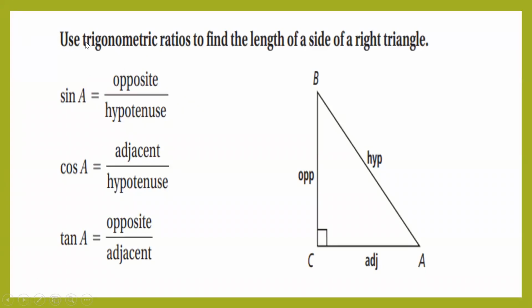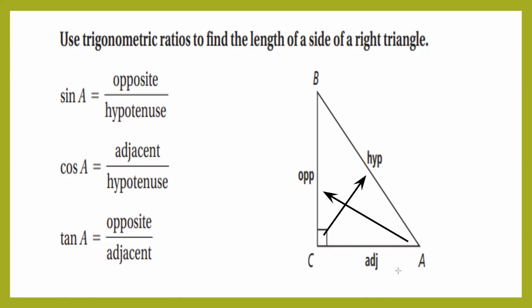Here, let's read about using trigonometric ratios to find the length of a side of a right triangle. Here, sine A, if I'm working with A, is the opposite over the hypotenuse. For the opposite, you're supposed to use your pencil and make an opposite line. This is the opposite. In any triangle, the side opposite the 90 degrees is my hypotenuse. So the rest of the sides are my adjacent.